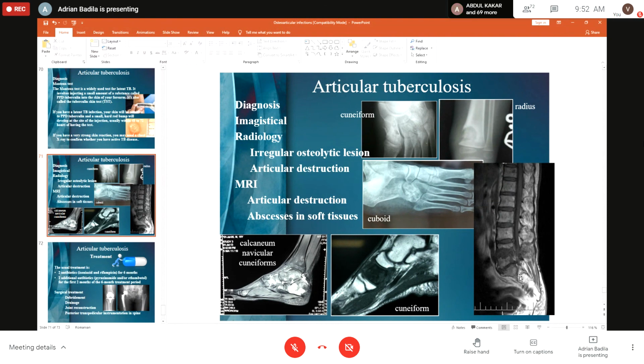And another image also from an MRI at the level of the lumbar spine between the fourth and the fifth lumbar vertebrae. You can see tubercular infection with the destruction of the intervertebral disc, but also with the destruction of the above and below vertebral bodies.